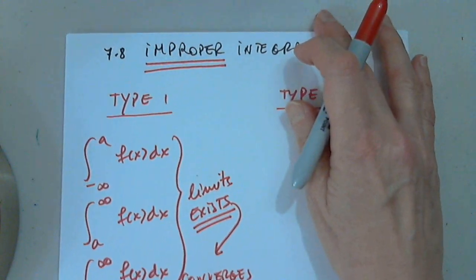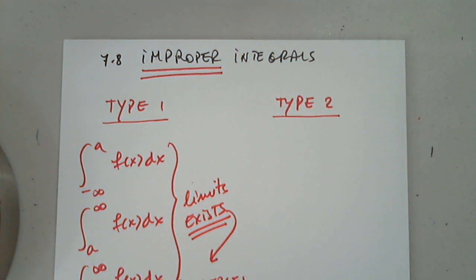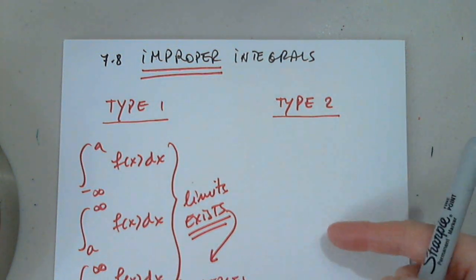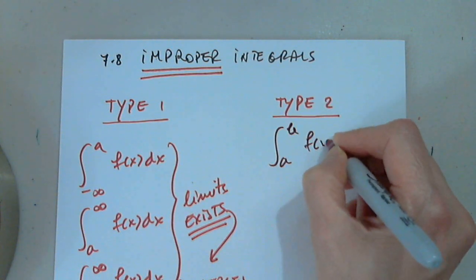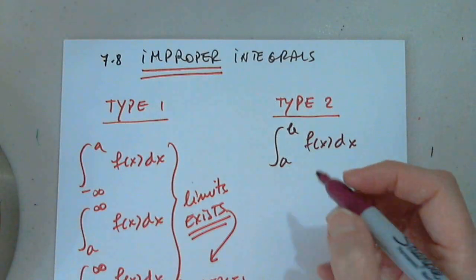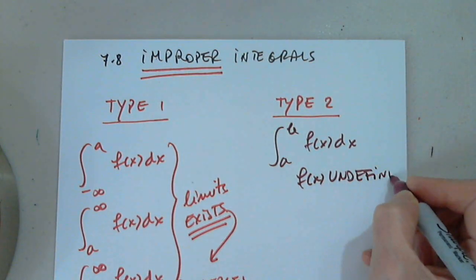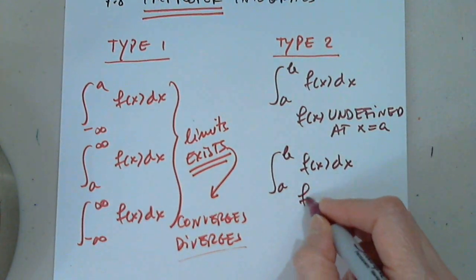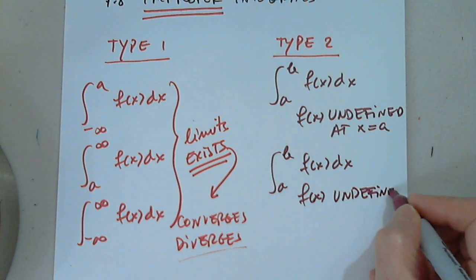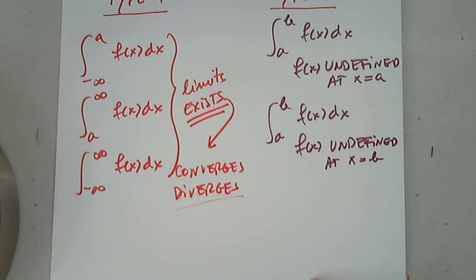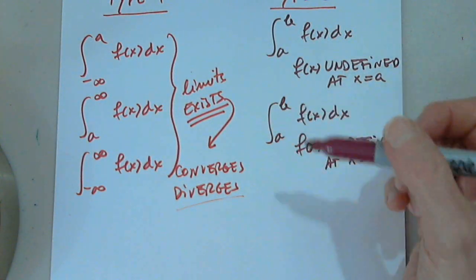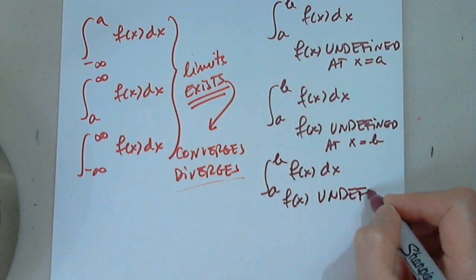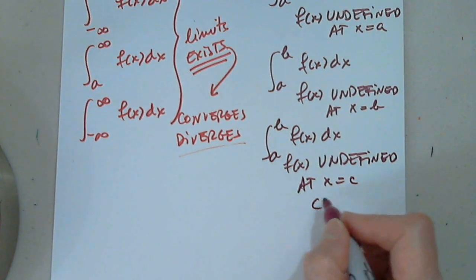What about type 2? In type 2, the function is undefined, either at the upper limit, the lower limit, or somewhere in between. So we can have the integral from a to b of f of x dx, but f of x is not defined at x equals a. The other option is the integral from a to b of f of x dx, but f of x is undefined at x equals b. And there is a third option, when the function is undefined somewhere not at a or b, but somewhere in between: the integral from a to b of f of x dx, but f of x is undefined at x equals c, and c is a number between a and b.